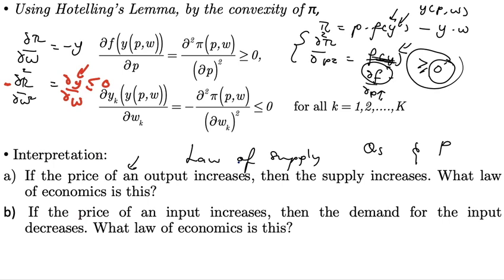Okay, so look at B. If the price of an input increases, then the demand for the input decreases. Who demands input? Firm. Why does the firm demand input? Because the firm wants to use input in the production process to produce goods and services. Now, because the input here is not free, the firm has to purchase. So when the price of input increases, of course the firm won't be able to buy more input and produce more. So what is this? This is the law of demand between price and the quantity of input itself. So this one is the law of demand. Alright, I hope this is very clear for you.